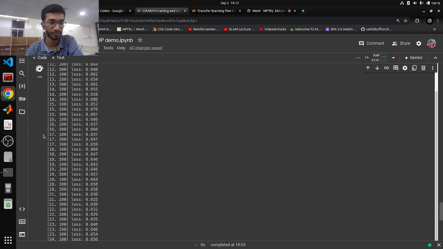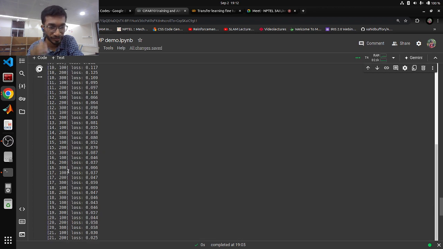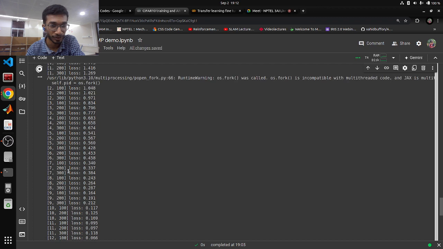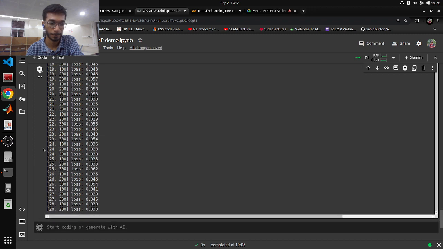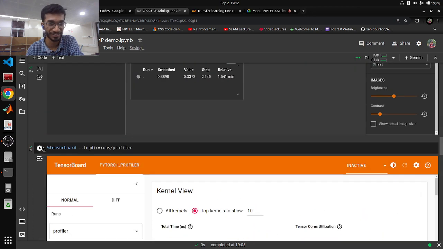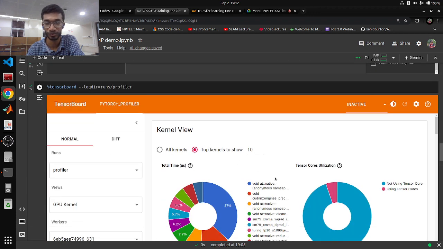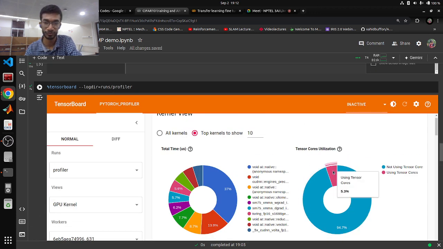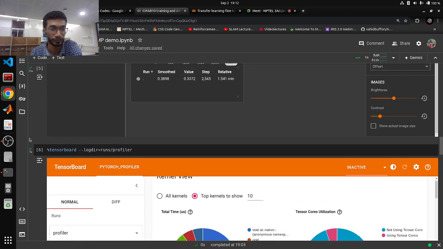This will keep on running for some time. Probably it's overfitting. The loss reduction is not much; it depends on the architecture as well. But this was just a demo to show the use of tensor cores for training with AMP. I guess that covers the demo.